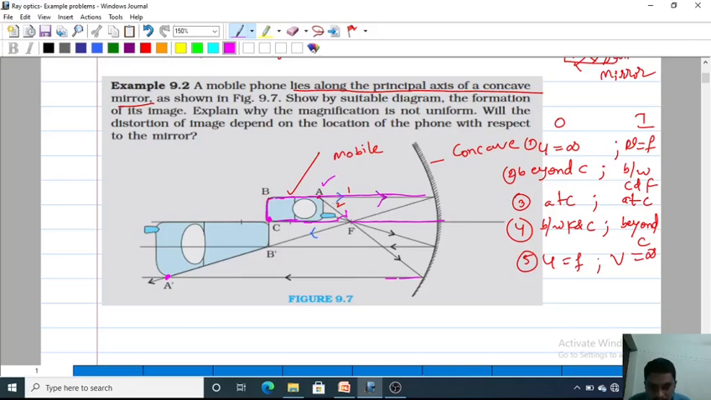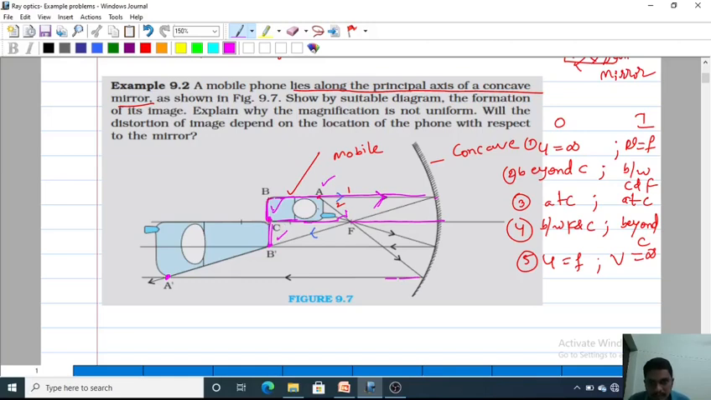So I am taking one light ray that is parallel. Okay, so after reflection it comes to focus at this point. Okay, here you will get the image of BC as B dash C dash. The size of this image is same as that of the object. Why? Because this portion of the mobile lies on the center of curvature. You will get the same image of same size.